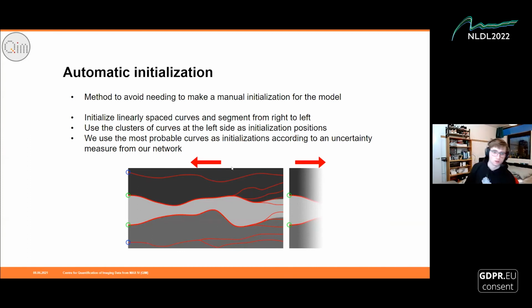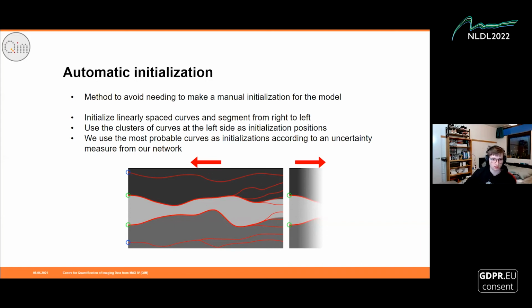We looked at one final thing. Do we actually need to initialize the model manually? One step in the whole segmentation process is that we start by giving the network an initialization, and this would probably have to be done by a human. So can we use our network to do away with this part of the process?